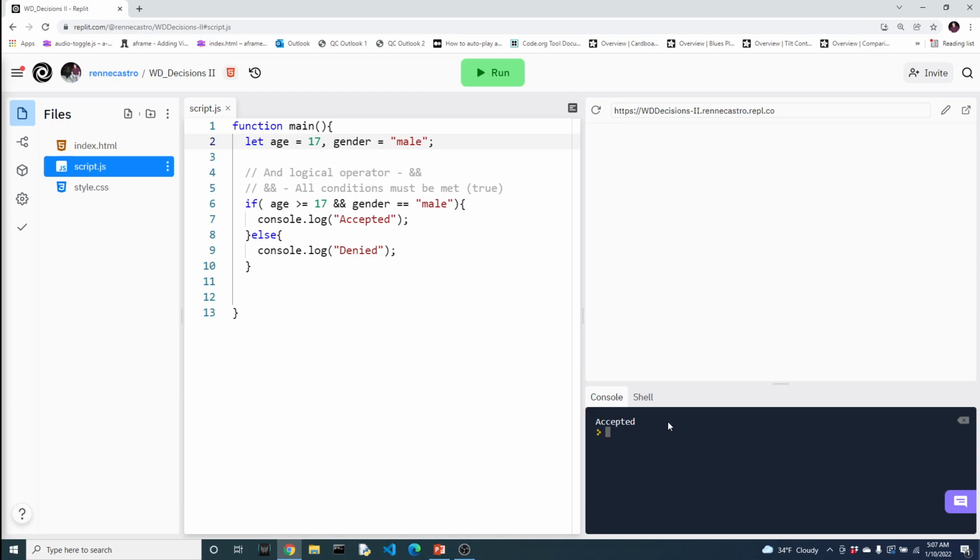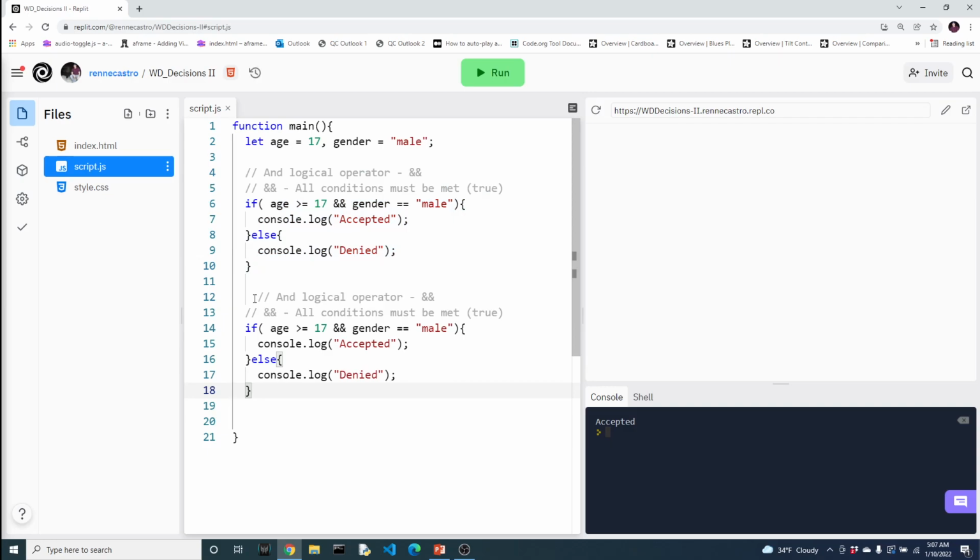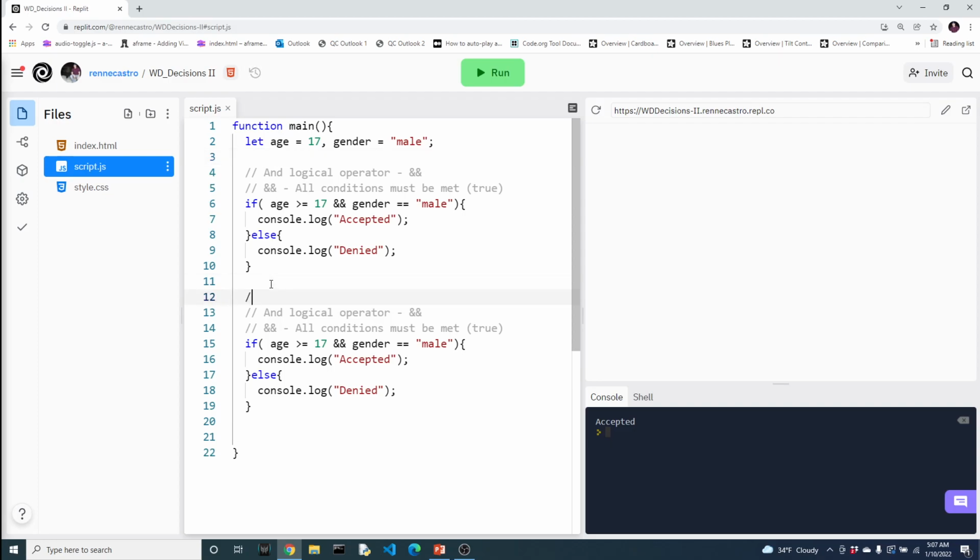Now, there is another type of logical operator that is used, which is called the OR operator. And for that, just for the sake of keeping it in the video, in case you want to go back and reference, I'm going to comment out the second one. Let this next one take center stage. So this is the AND logical operator. There is an OR logical operator. And let's see how that one plays out.